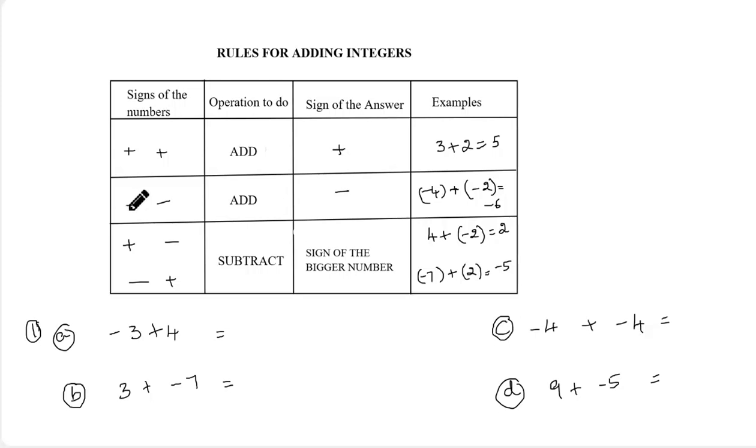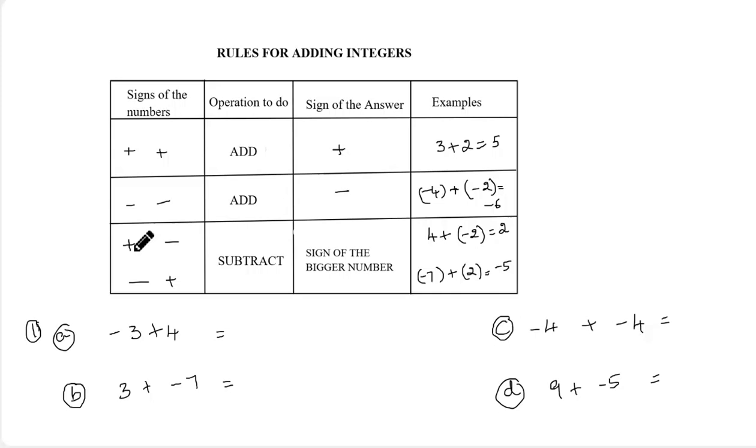When both the numbers have a negative sign, then again you need to do addition, but the sign of the answer will be negative. For example, minus 4 plus minus 2: 4 plus 2 is 6, and then the sign is negative.